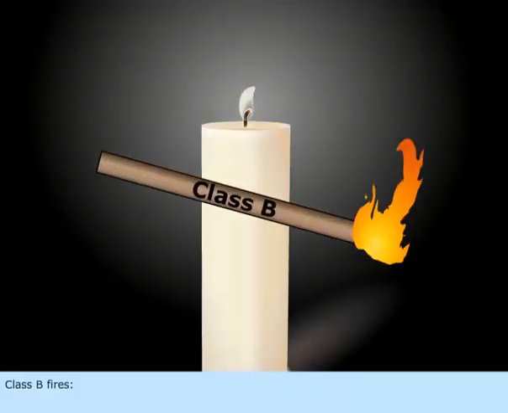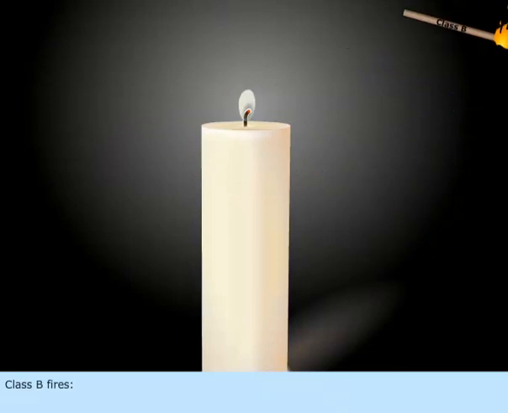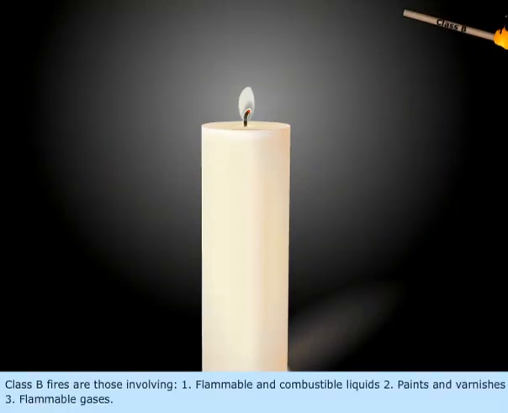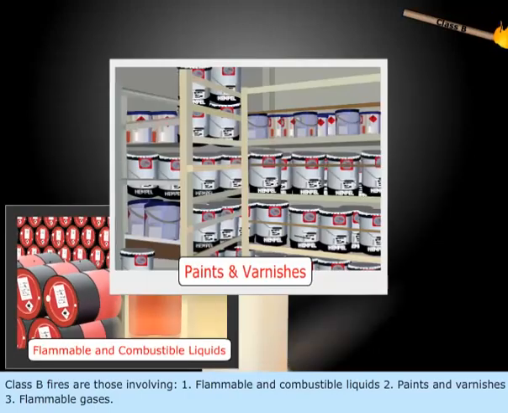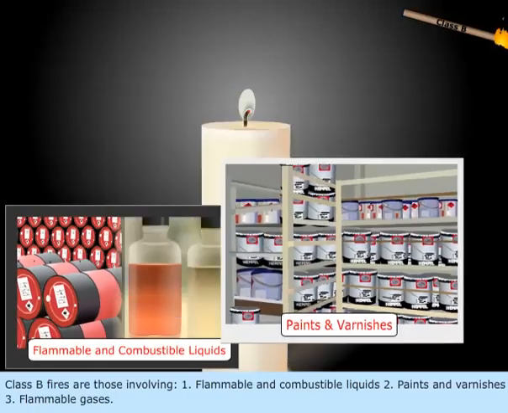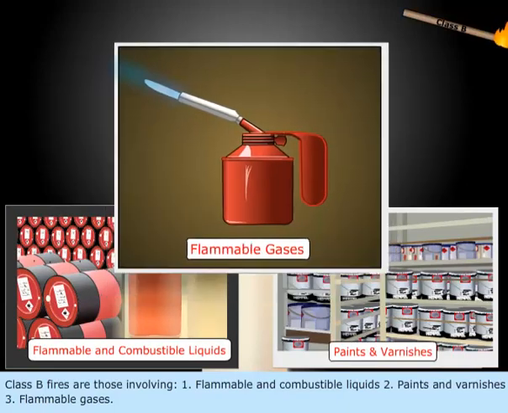Class B fires. Class B fires are those involving: 1. Flammable and combustible liquids, 2. Paints and varnishes, 3. Flammable gases.